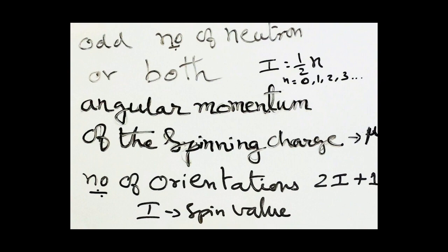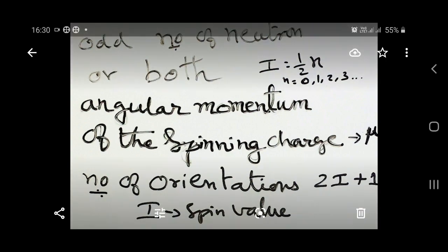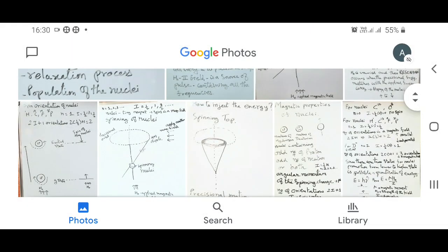So the number of orientations assumed by a nucleus when it is placed in a magnetic field is given by the formula 2I plus 1. It depends on the spin value I. The spin value again depends on the presence of an odd number of neutrons, protons, or both in the nucleus. So this I just wanted to recall. Let us go to the other slides also.